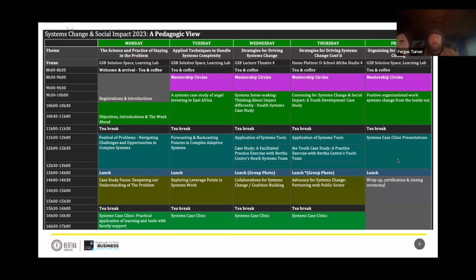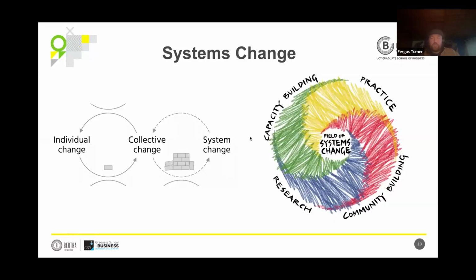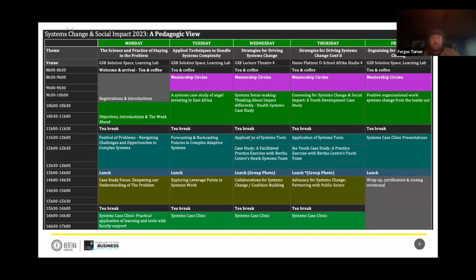There will be this year a section on advocacy for systems change, which, sorry, if you can go back again, thank you, will center around partnering with the public sector. So working with different levels of government, different levels of civil service and institutions and so on, and recognizing the complexity in complexity-aware advocacy strategies and so on.